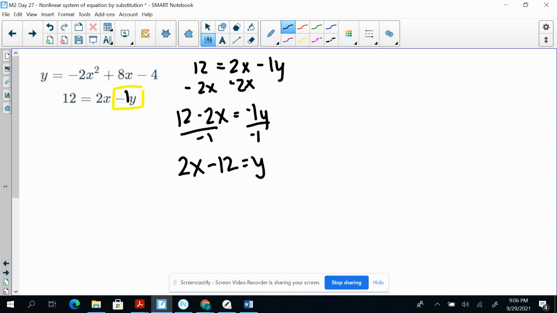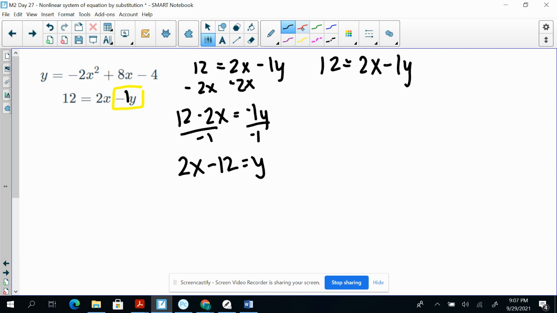Or you could move the y and then move the 12. So what that would look like, depending on which way makes more sense to you, and you know your positive, negative mistakes. We've been in school long enough doing this that you know where you mess up. So figure out the way that works best for you.